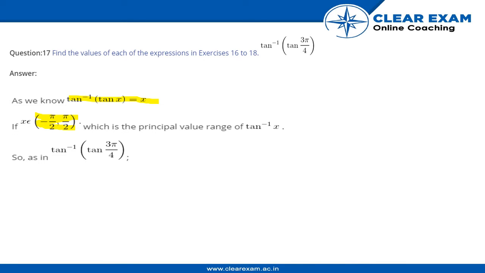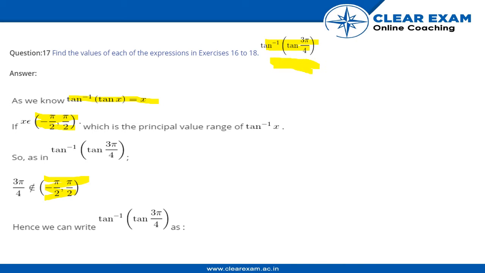Let's try to apply the formula on the given expression. The formula is tan inverse of tan x is equal to x, and the expression is given over here. So when we apply, we get our answer as 3 pi by 4. Let's check whether 3 pi by 4 lies in the range of tan inverse x. No, it does not lie. So we cannot proceed directly. We have to somehow transform the given expression to another form and then apply the formula. Let's move to the next slide.